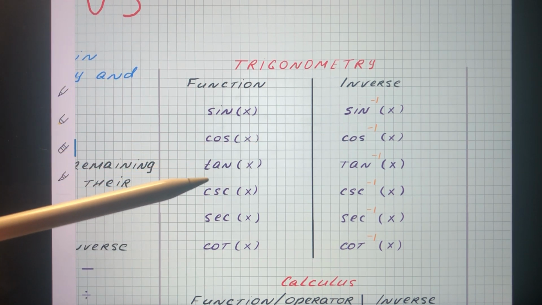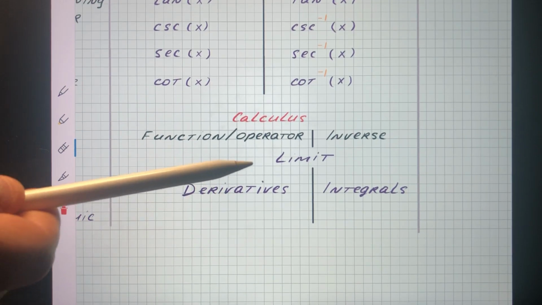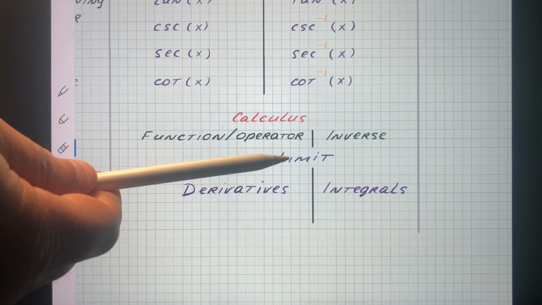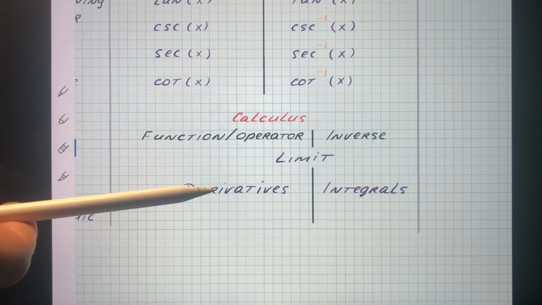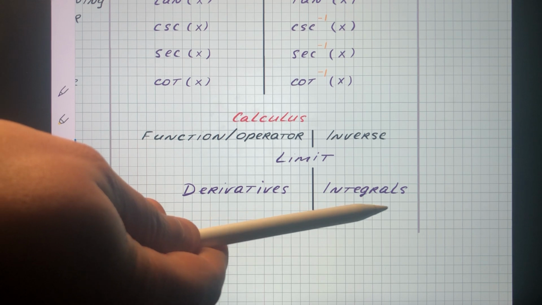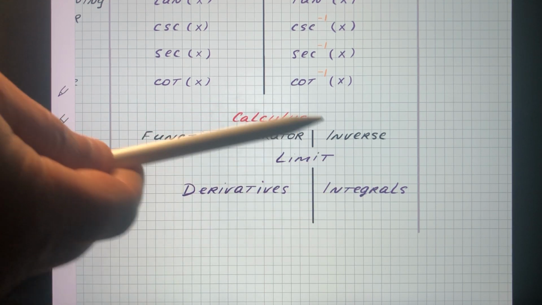Once we get to calculus, the main idea that we begin with is the limits. On the idea of limits, we build 2 more ideas: the derivatives and the integrals. The derivatives and integrals are inverses of each other. So to cancel integrals, we apply derivatives to both sides. To cancel derivatives, we apply integrals to both sides.